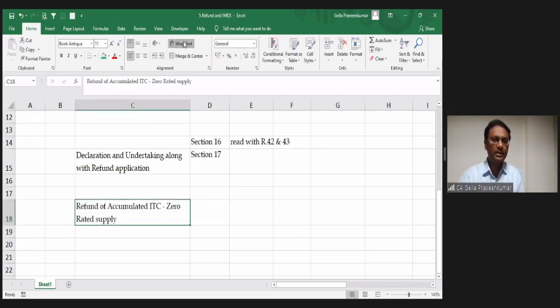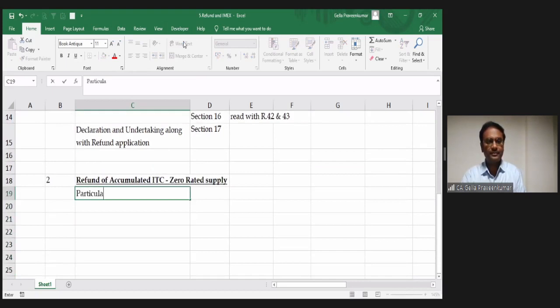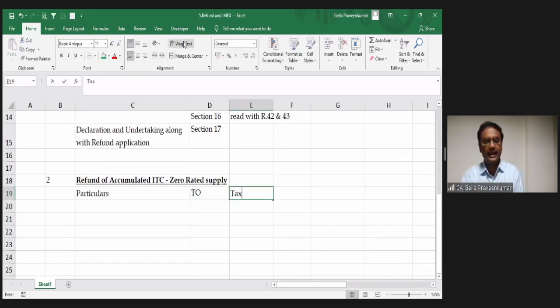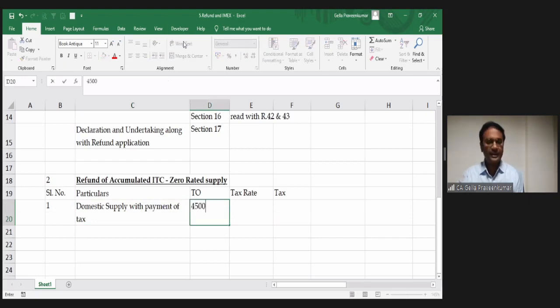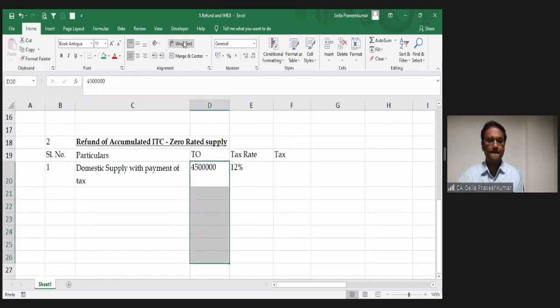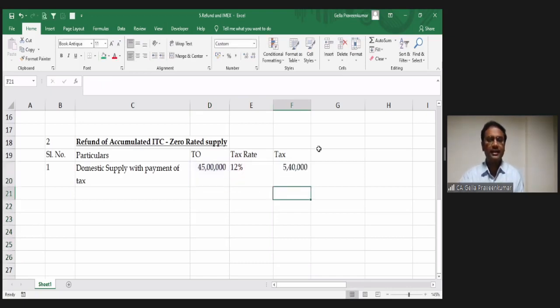So friends, I am going to give you now a second example, for a category called zero rated supply. Now I'll put the same headings: particulars, turnover, tax rate, tax. Serial number one: domestic supply with payment of tax. My domestic supply is 45 lakh and my tax rate is say 12%. Now, what is my tax? 45 lakhs at 12% is my tax, 5,40,000.